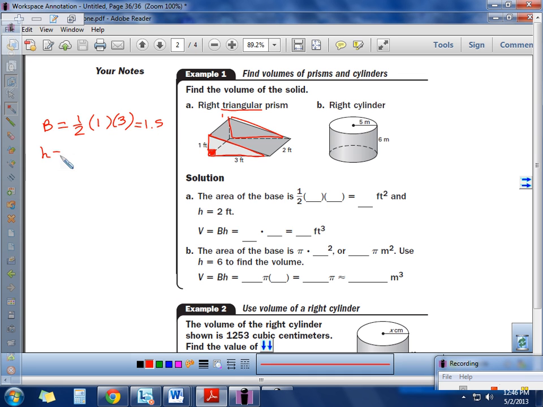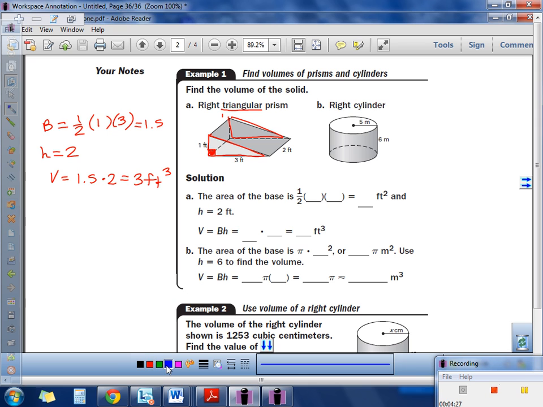We also need its height. What's the height of that shape? Okay, so it is 2. A common misconception is 1, because it's vertical, so people think that's automatically the height. But we define height as the distance that the bases are stretched from each other. So it's stretched out 2 feet from one base to the other. Now I can do my formula. Volume equals big B, which is 1.5, times my height. So our volume is 3 feet cubed.